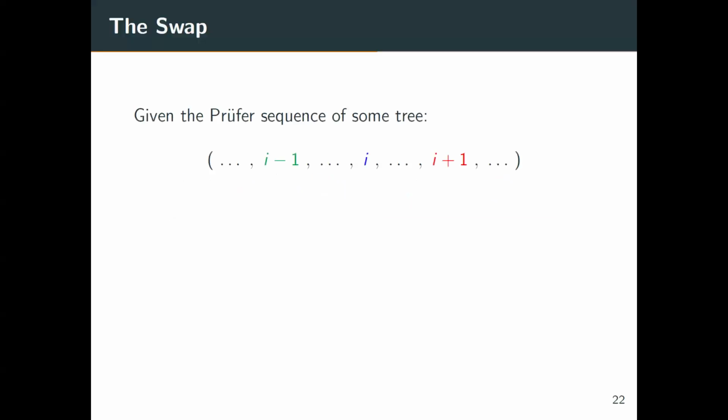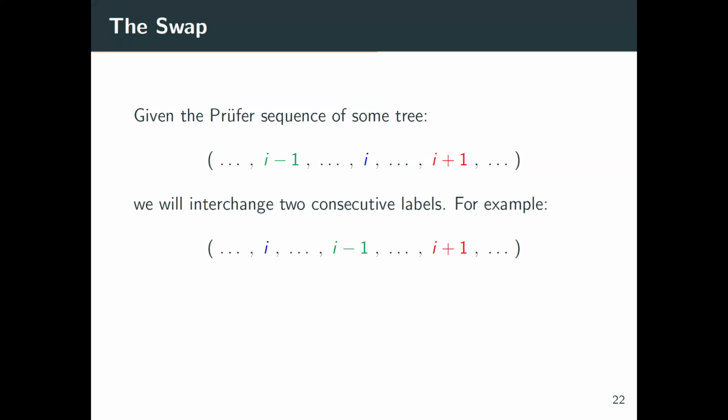Given a Prüfer sequence of some tree, we will interchange two consecutive labels. For example, if we have i in one place and in another place i plus 1 or i minus 1, we will interchange the order of these two labels and preserve everything else as it is. So, for example, if we interchange the label i and the label i minus 1, we will obtain this new sequence that has everything equal, but i and i minus 1 just swapped. And we will call this a swap of the graph.